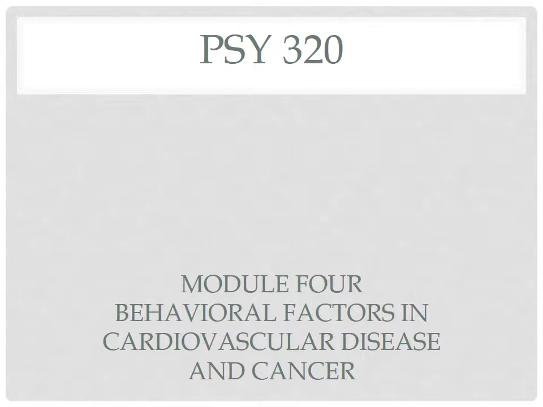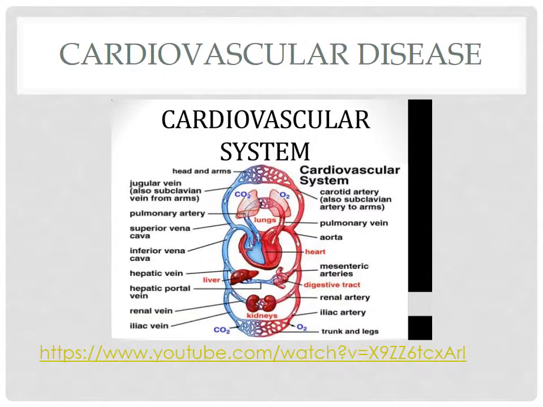In this module we're going to be talking about a couple of specific chronic conditions, cardiovascular disease and cancer. The first thing I want to do is have you review the structures and function of the cardiovascular system at this crash course link.